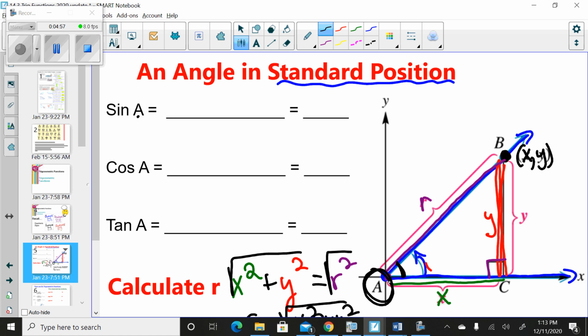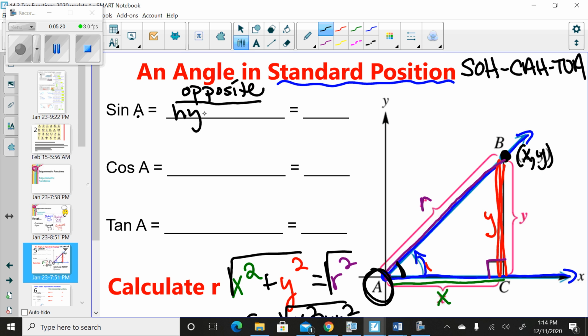Sine is a particular ratio. I'm going to use the words first. Cosine is a ratio, and so is tangent. If you remember the saying SOHCAHTOA, I'm just going to write it up here. That's a good mnemonic device to help you remember what these ratios are. The sine, so S, is the opposite side over the hypotenuse. So the opposite over the hypotenuse.